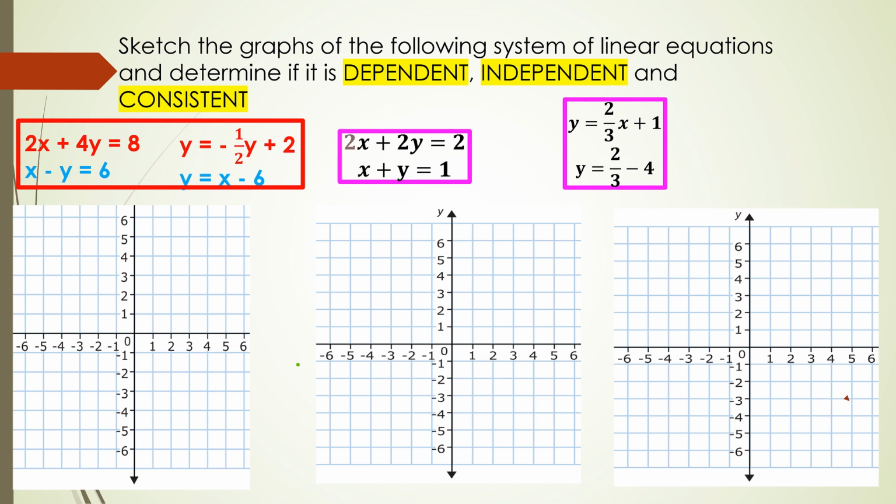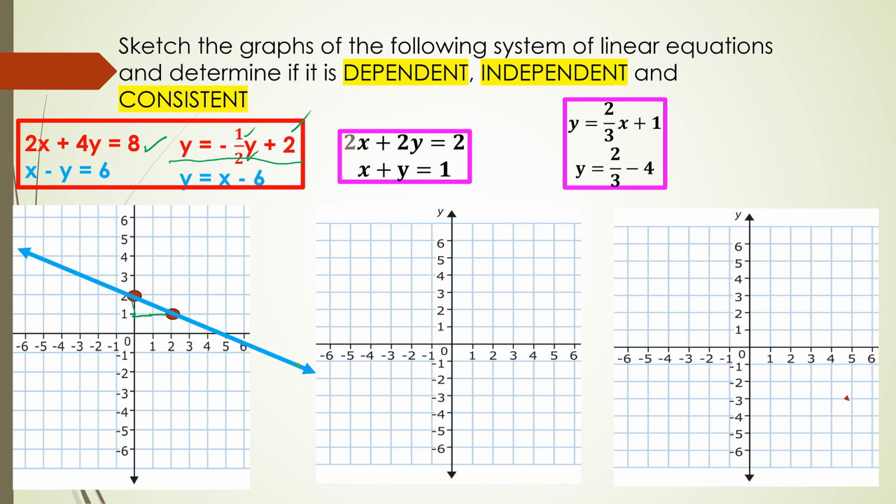So let us have the first equation. The first equation given is 2x plus 4y is equal to 8, which is transformed into y equals mx plus b. And for that, we know that the positive 2 is our y-intercept, and the negative 1/2 is our slope, which means going down 1, and then going to the right 2. So therefore, that is the graph of the first equation.